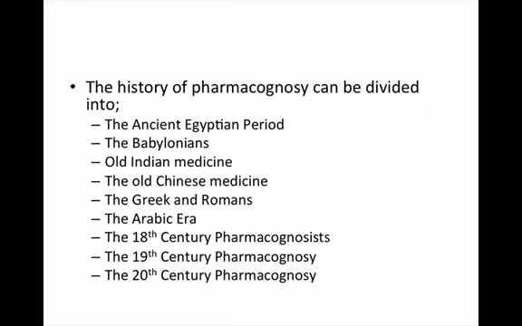So after that, the history of pharmacognosy can be divided into various periods according to different societies or according to different health activities that were taking place in different places or societies, including ancient Egyptian periods, but also Babylonian, which means Chaldeans, also Indian medicine, also Old Chinese medicine, also Greek and Roman, also Arabic era and 8th century pharmacognosy, also 9th century pharmacognosy, and 20th century pharmacognosy, which is the pharmacognosy we have up to now.